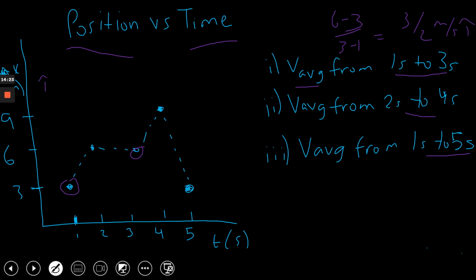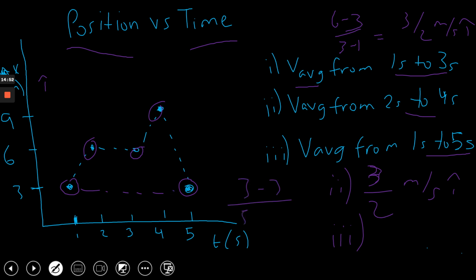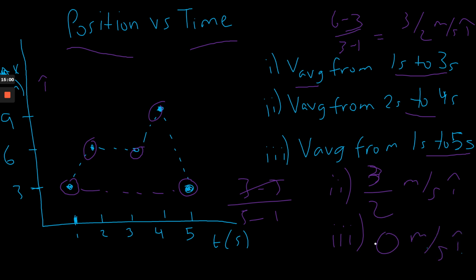All right, 2 to 4 seconds. So we start off at 6, we go to 9, and that should again just be 3 over 2 meters per second i hat. And then finally from 1 to 5, we're at 3, and then we end up at 3. So the displacement here is basically 0, so our average velocity is 0. Even using the slope formula, 3 minus 3 over 5 minus 1, the top is 0, so the entire equation is 0. So that's the average velocity from 1 to 5.